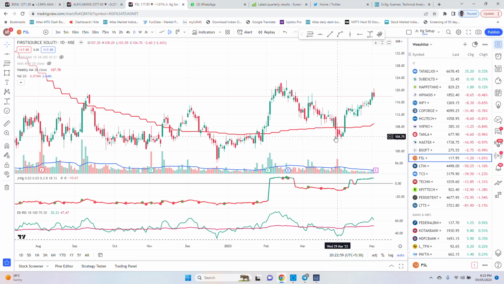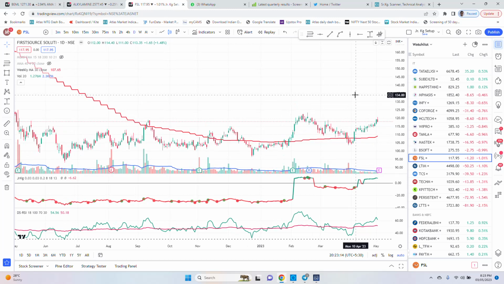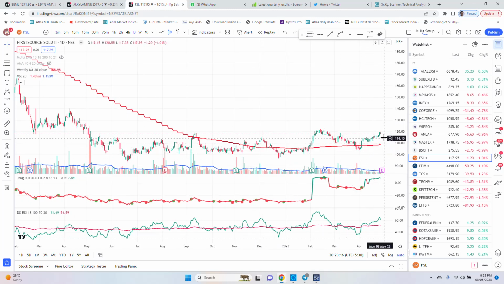For example, when this candle happened, on the first day itself, on 6th April, our senior KG gave you a buy, and from here the stock is already 6% up. So this is how you need to understand and study stage analysis.